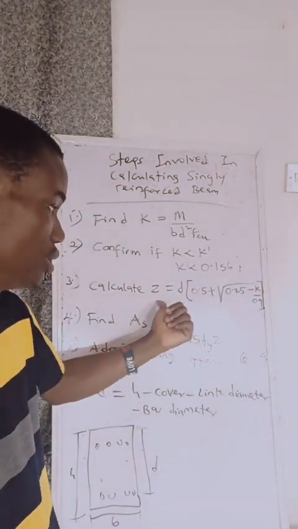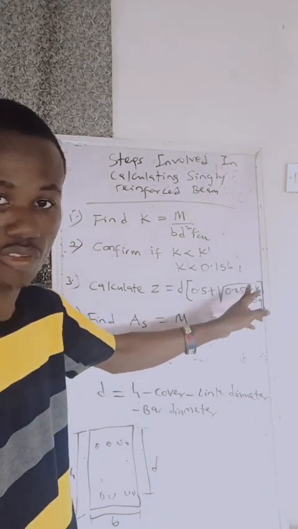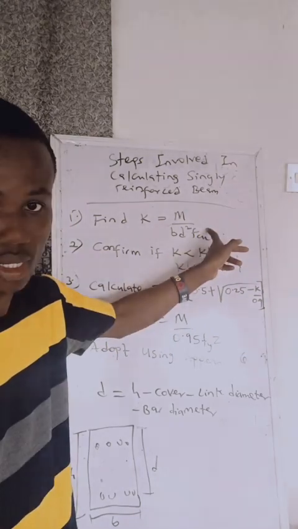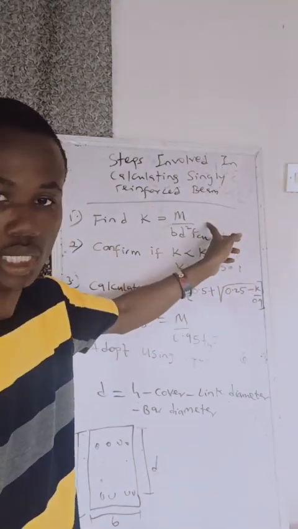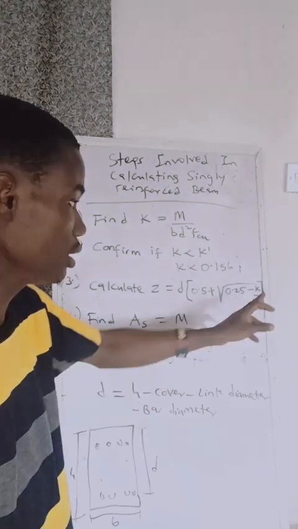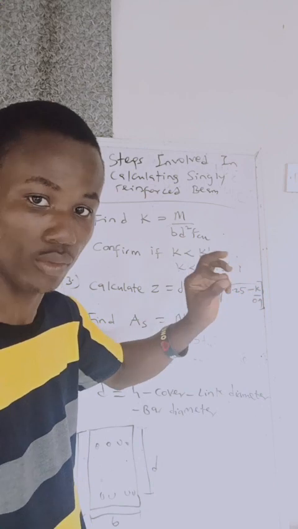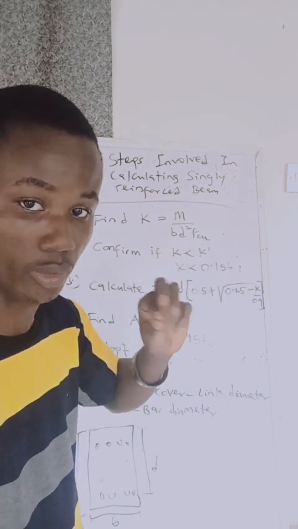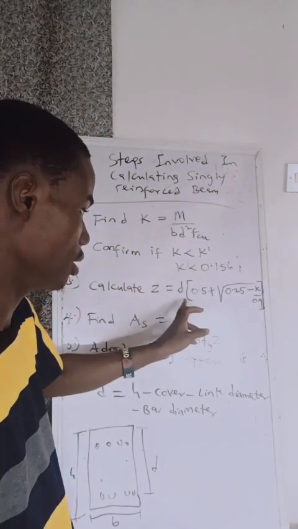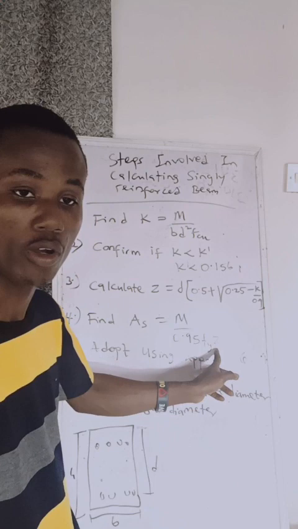The formula for Z is D into bracket 0.5 plus square root of 0.25 minus K all over 0.9. Your K is the K you get here for a singly reinforced beam. But for a doubly reinforced beam, the K here will be 0.156. If it's a singly reinforced beam, you're going to use the K you get here and apply it to calculate your Z, because it is that same Z you use in step 4.